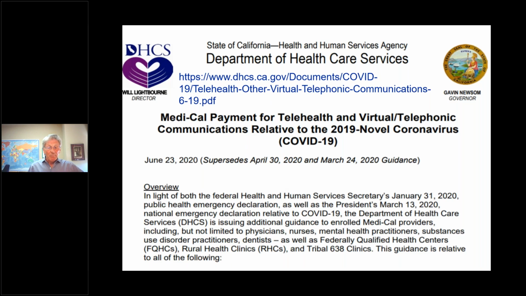for both audio-video and telephonic telemedicine visits in Family PACT. And this, by the way, is still in force right now. So you can see the link up there in blue. And if you want to know all the details about how to bill for a telephonic visit in Family PACT, this is where you'll get it. Next slide.